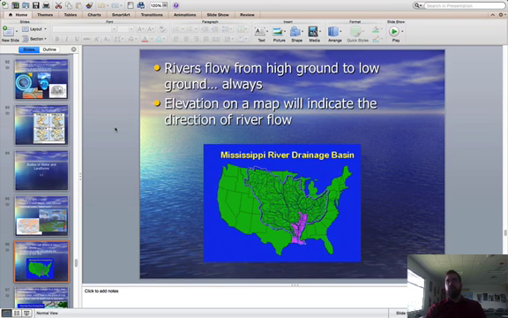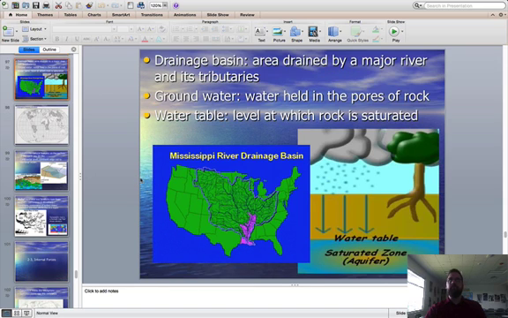Then, of course, obviously, water goes from high ground to low ground. So you need to know what a drainage basin is. So here on this little map down here, you can see the Mississippi River drainage basin. So all of the water in this part of the United States eventually flows into the Mississippi River at some point and then out into the Gulf of Mexico. So all the land is basically sloped in this direction downward towards the Gulf. Hence why it's so easy to flood in Louisiana.